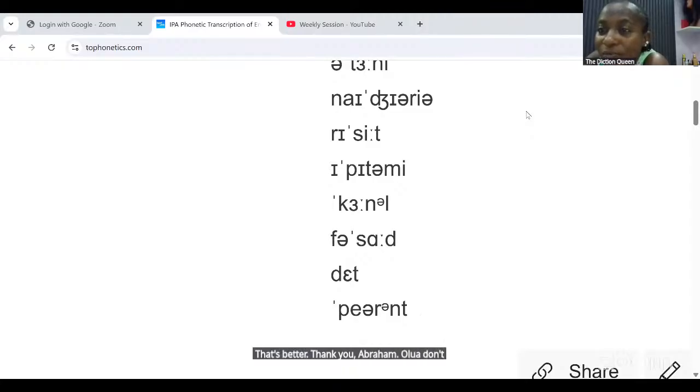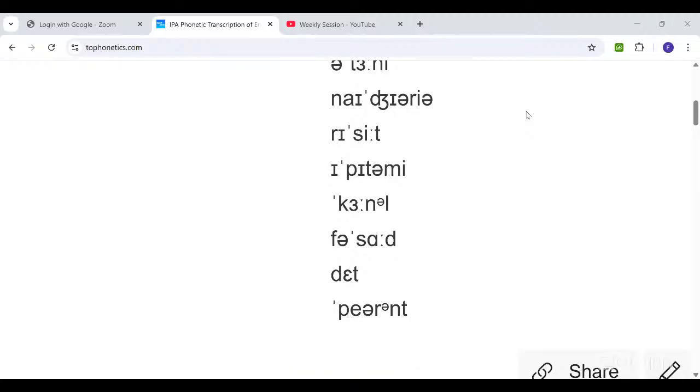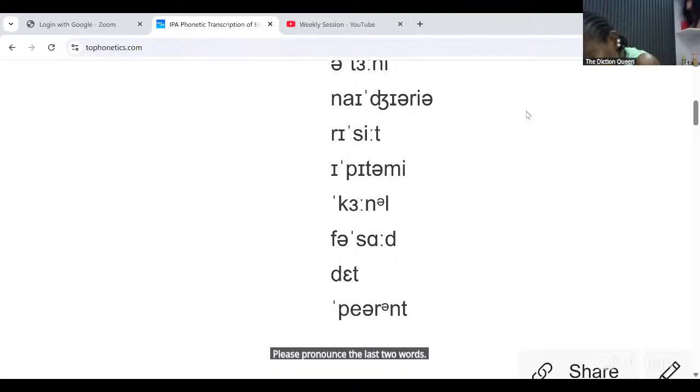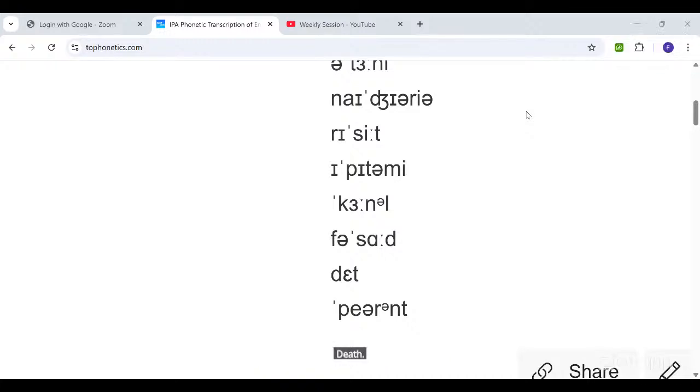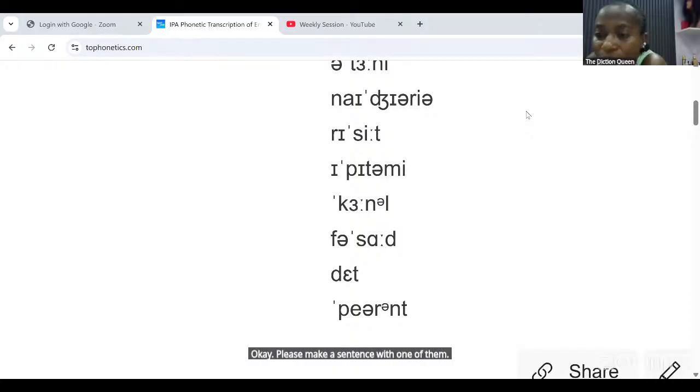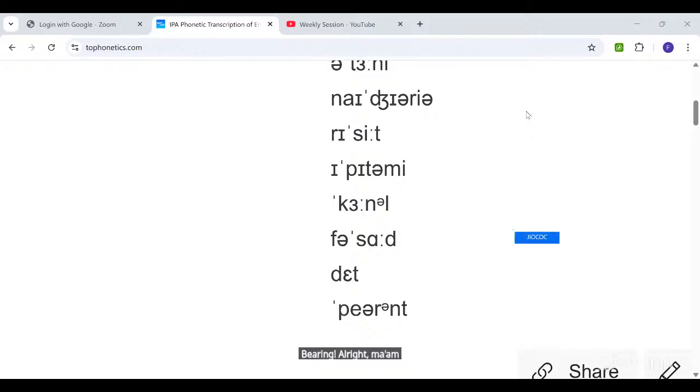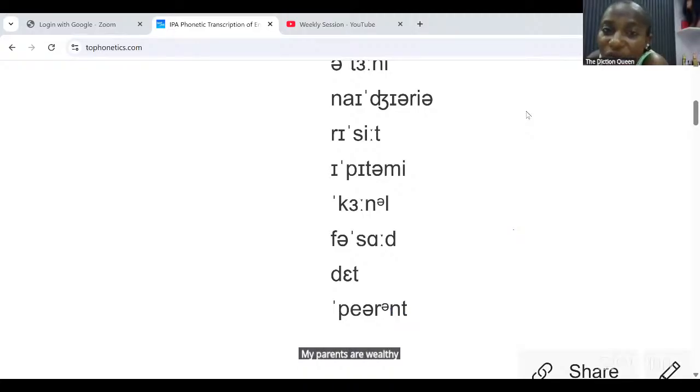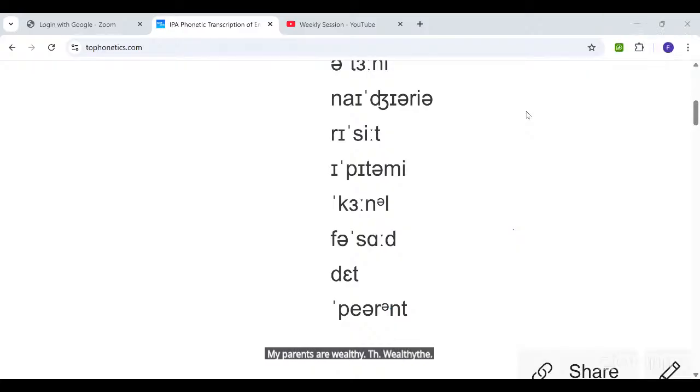Oluwadunsin. What a name, indeed. Please unmute. Good evening, ma'am. Please pronounce the last two words. Debt. Parent. Please make a sentence with one of them. My parents are wealthy. Is it wealthy or wealthy?